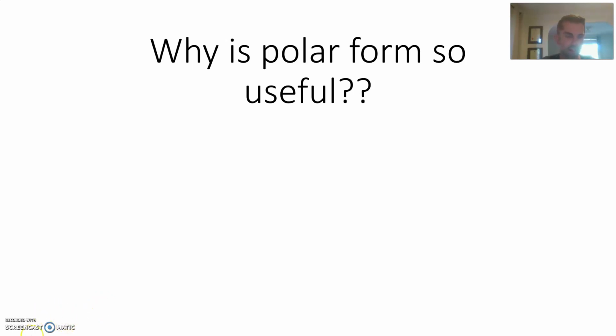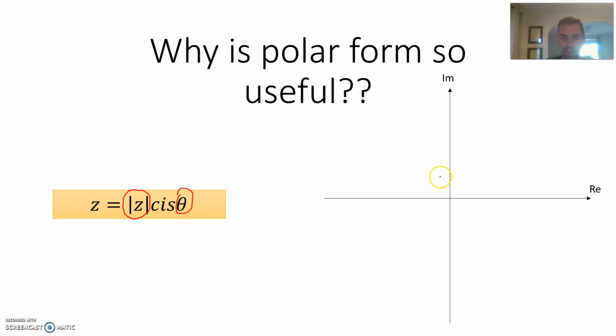Hi guys, I'm just making this video so that hopefully you can see why polar form is useful to us. If you can't remember, just as a recap, polar form is when we write a complex number z by writing the modulus out the front, and then we have cis, which stands for cos plus i times sine, and then we have theta, which is the argument for that complex number. So what that means is if we're graphing this on the Argand plane, z looks a bit like this.